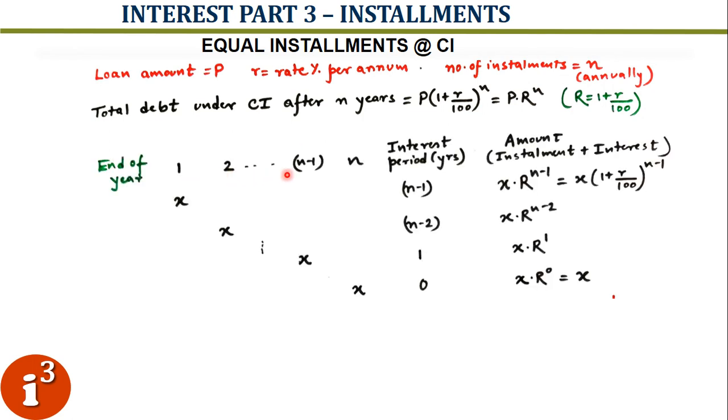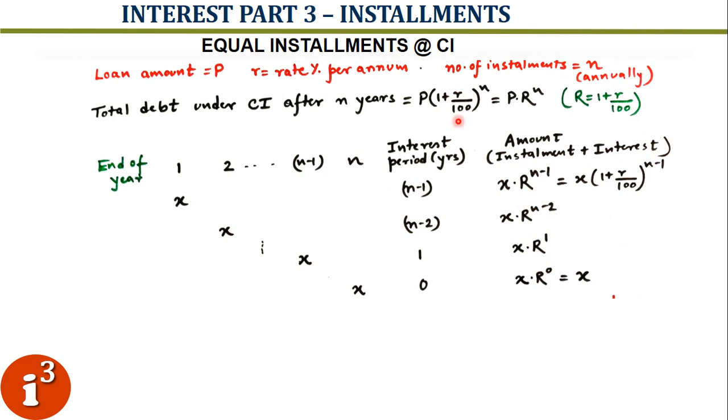So 1, 2, dot dot dot, n minus 1, n. This x at the end of the year will be kept and will generate interest for n minus 1 years. This installment will generate interest for n minus 2 years. The second-last installment will generate interest for 1 year, and the last installment will not generate any interest. So something generating interest for n minus 1 years under CI has the value x into R to the power n minus 1.